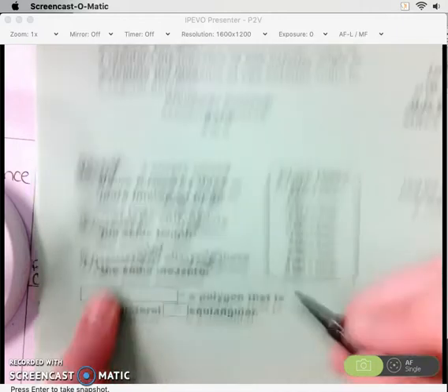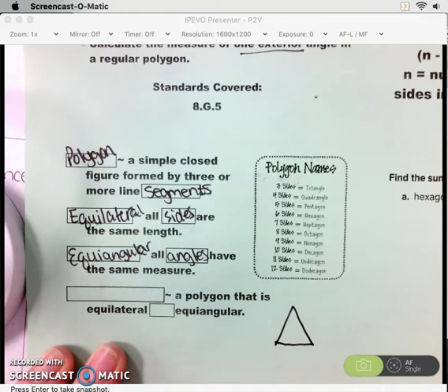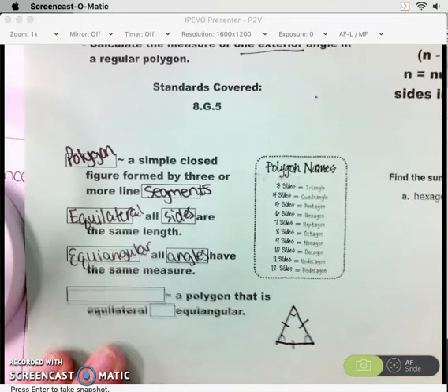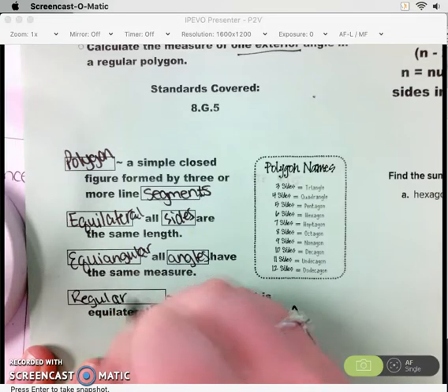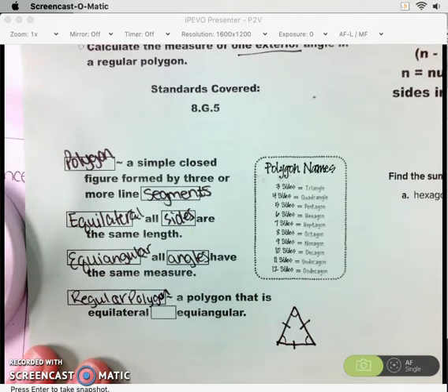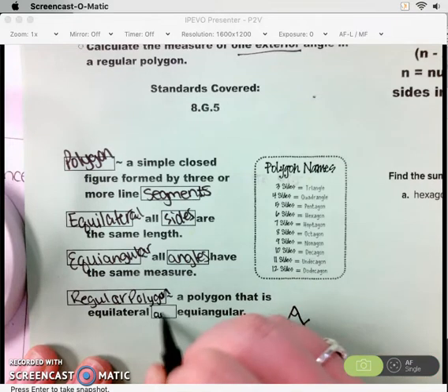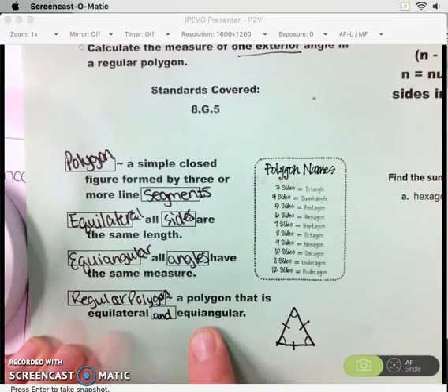So if I have a triangle that has all the same size sides, sometimes we show that with little notches here. And if they're all the same angle here, that's going to be called a regular polygon. A regular polygon has the same size sides and the same angles, or equilateral and equiangular. Another name for it.